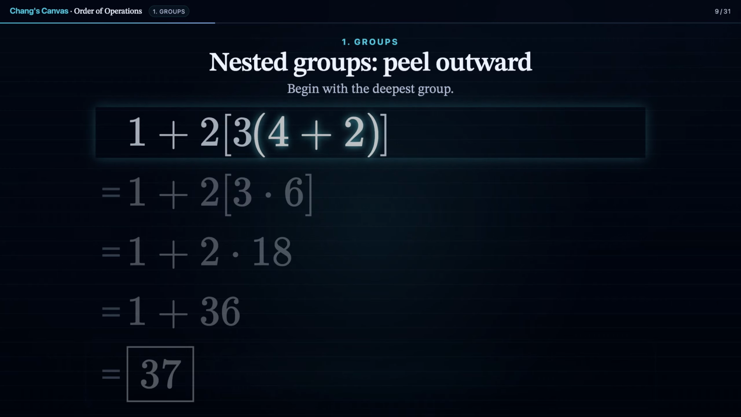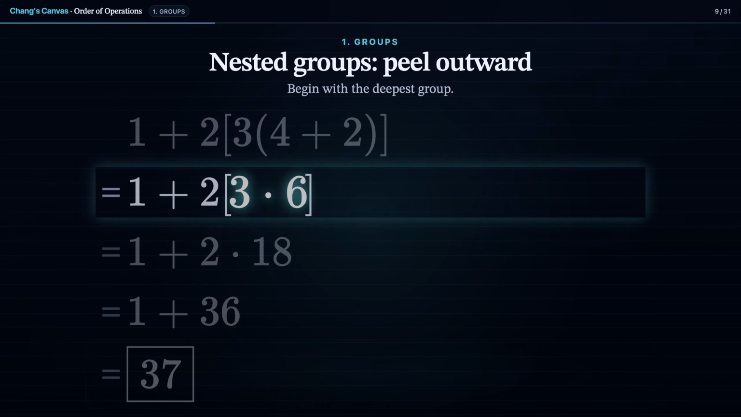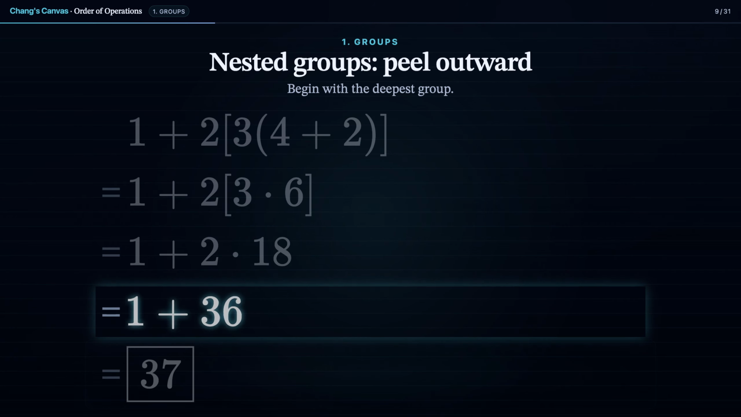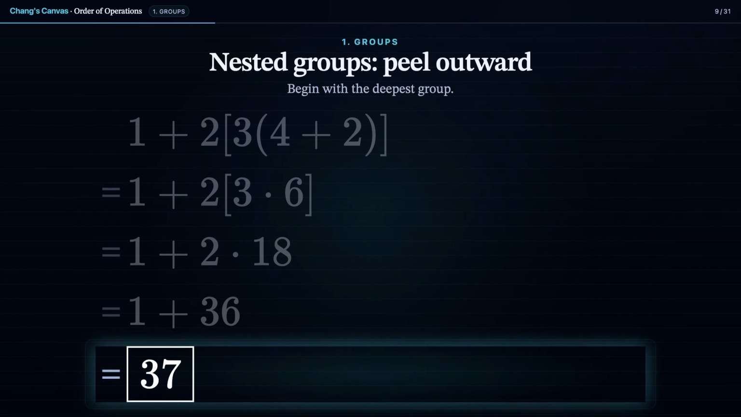In this expression, 4 plus 2 is the innermost group, so it becomes 6. Then 3 times 6 is 18. Next 2 times 18 is 36. Finally, 1 plus 36 is 37. Each new line keeps an aligned equals sign, so the reduction reads as one continuous equation.